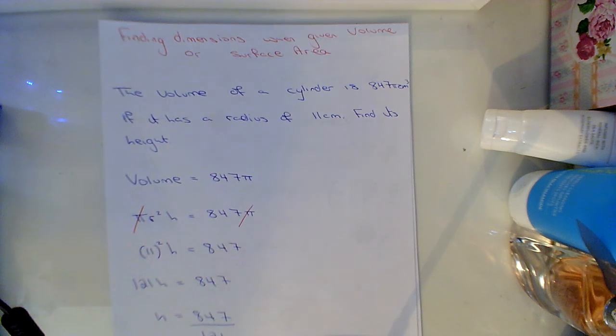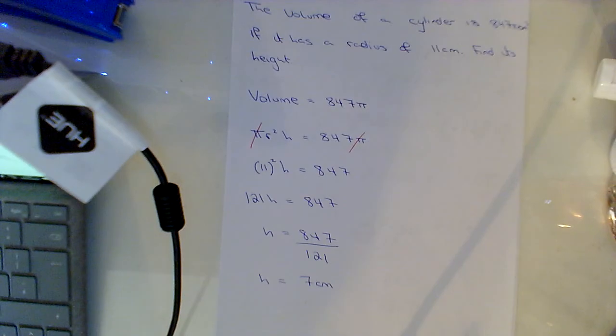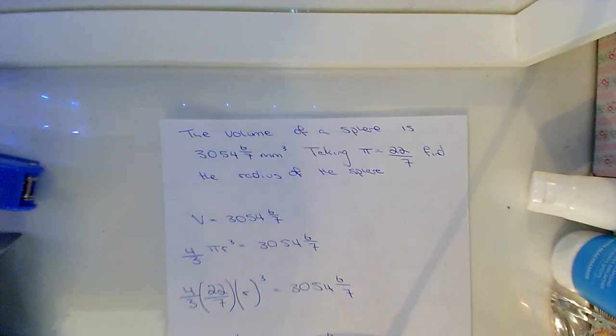Next up, I have: the volume of a sphere is 3054 6/7 millimeters cubed. Taking pi as 22/7, find the radius of the sphere. So basically my shape is a sphere, so the volume of a sphere is 4/3 pi r cubed. I was given enough information, so I was told this answer is 3054 6/7.